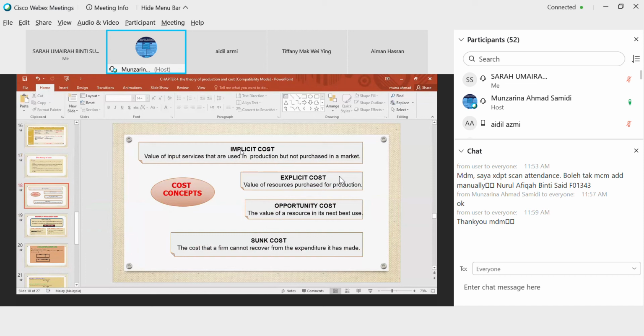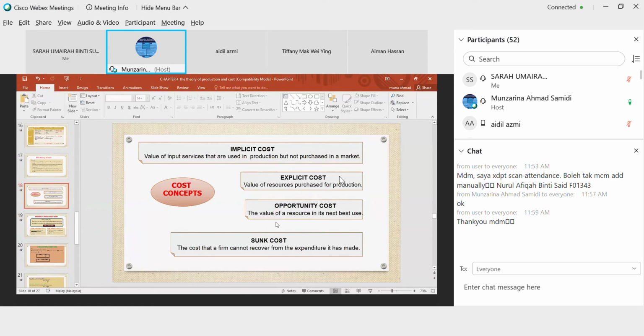For example, explicit. Explicit cost involves real payment. For example, the payment for your capital, for your machinery, you pay the rent or the interest for your capital. And you pay salary or wages for your worker. Those are explicit costs. But implicit, you don't actually pay, but you have to include the value in the cost. But you don't have to pay. Implicit.